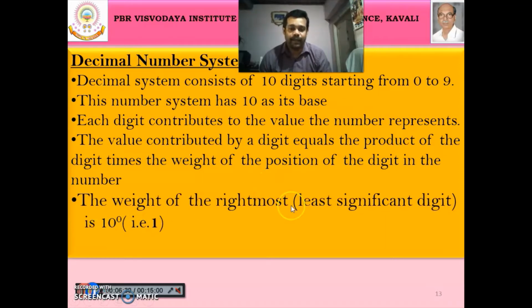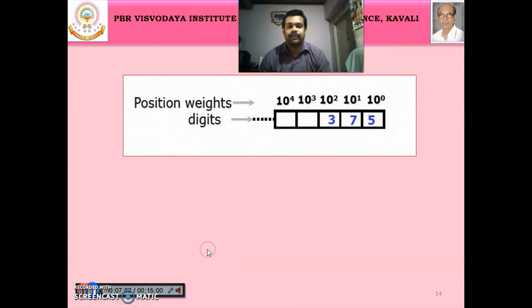The rightmost digit is called the least significant digit, and the leftmost digit is called the most significant digit. The weight of the least significant digit is 10 to the power 0, that is 1. Now, for example, we are taking a number 375.